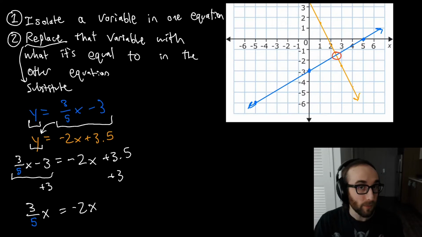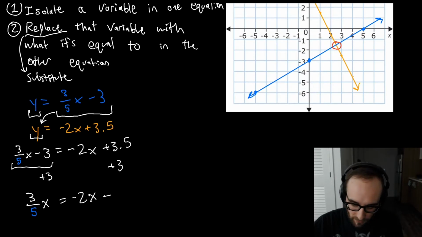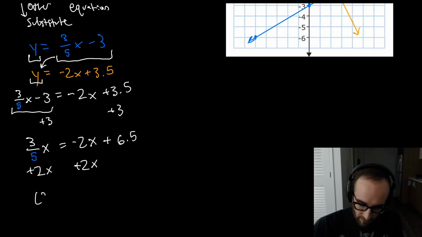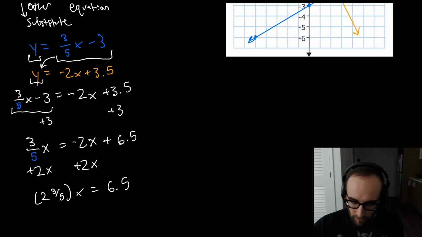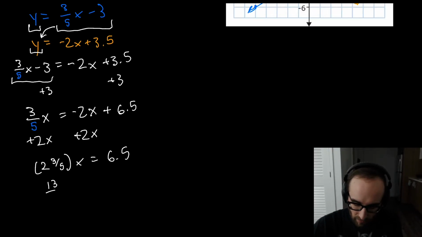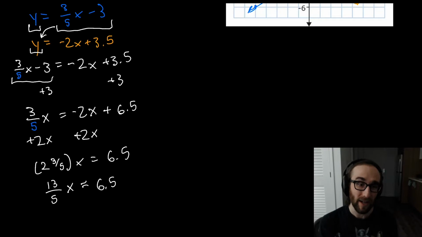Okay, so again, we'll start off by adding 3 to both sides. So -2x plus 6.5. And then next, let's add 2x to both sides. So here we have 2 and 3/5 x. We wanted to write it as a fraction, or a mixed fraction, equals 6.5. Another way to write this, 2 is equal to 10/5. So if we add them up, we have 13/5 x equals 6.5.